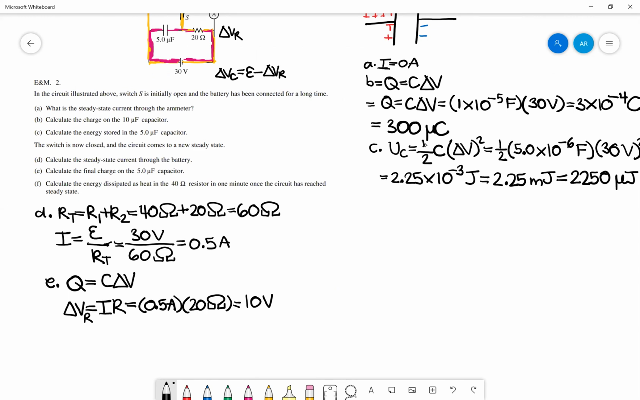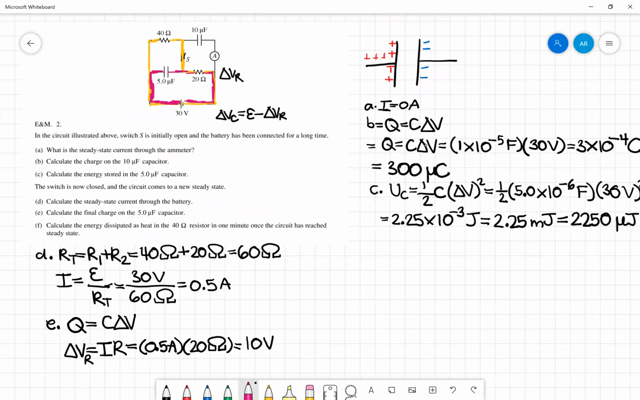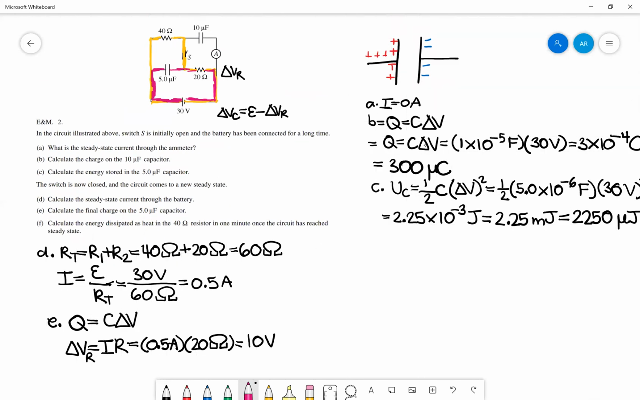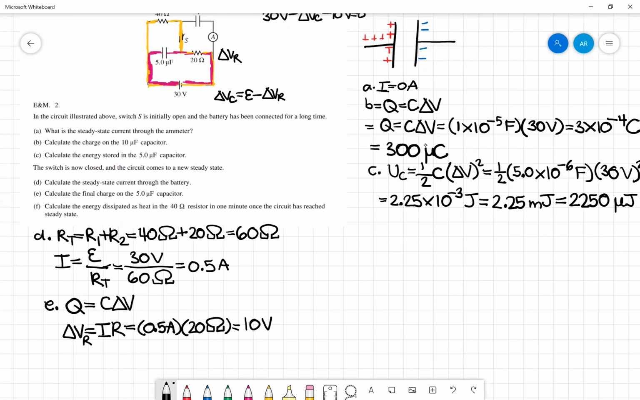Now, by the loop rule, the sum of the voltages must be equal to 0. So the battery supplies a voltage, so that's positive. We lose some voltage due to the capacitor, and we have 10 volts across the resistor. Now, we just solve this equation.